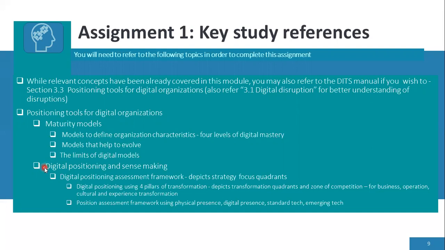And within digital positioning and sense making, you need to understand the digital positioning assessment framework, which depicts strategy focused quadrants. And there are 2 types, the digital positioning using the 4 pillars of transformation, which depicts transformation quadrants and zone of completion for business, operation, cultural, and experience transformations. And the second one being the position assessment framework using physical presence, digital presence, standard technology, and emerging technology.